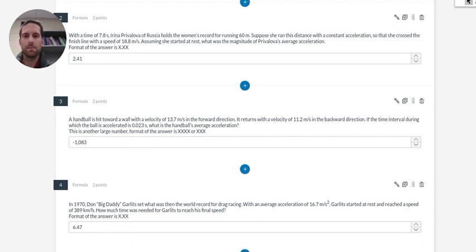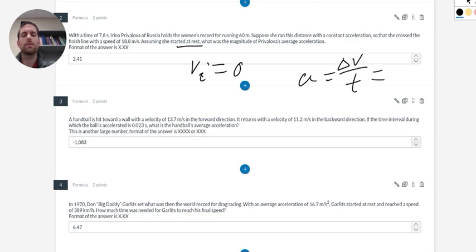So if we want to do this problem, there's our time, 7.8 seconds. S stands for seconds. She starts from rest, so V initial is 0. And then we have our speed. So that's our V final. So our acceleration is just change in velocity over time. So we have to do V final minus V initial.